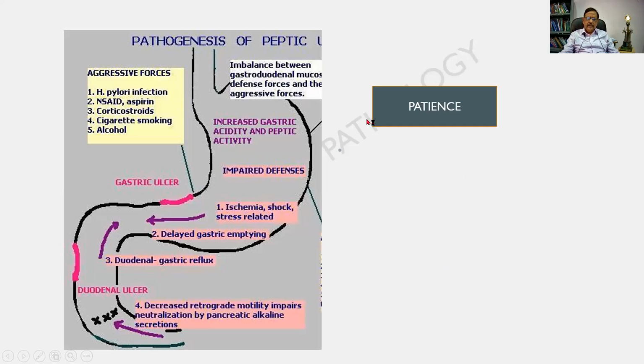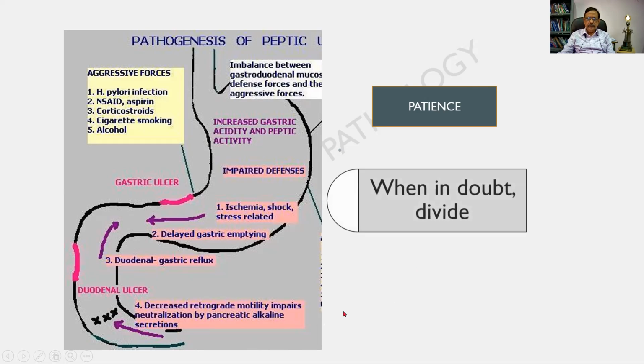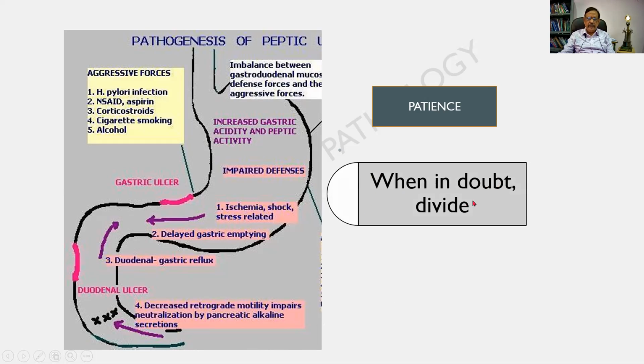This diagram is again a beautiful one, but I would like you people to kindly spend a little time on this. I have pertinently divided a very large picture into 2. This is the first one. See the boxes. So it can be because of the aggressive forces that we had mentioned earlier. Or there can be an imbalance between the gastric defense mucosa and then the aggressive forces. And you find that there can be because of ischemia or shock, rapid gastric emptying, and there can be a duodenal gastric reflux. So this is a way to read it.